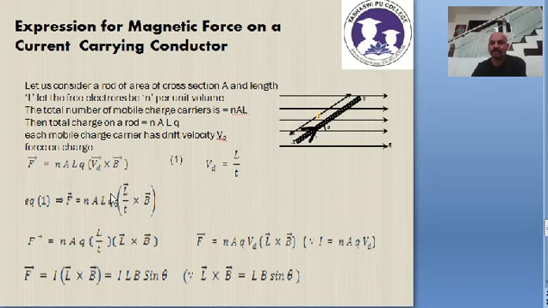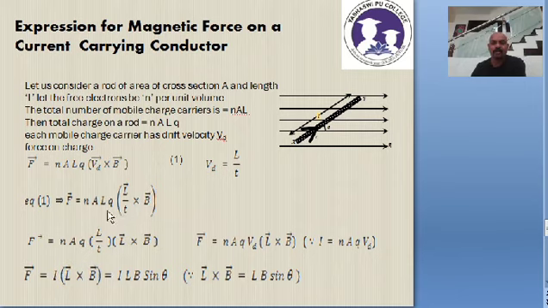Substitute for drift velocity, and now equation 1 becomes F is equal to NALQ. In the place of drift velocity, just write L divided by T, because velocity is displacement by time, and therefore length of the conductor divided by time into B, cross B it is actually. Now this T, you just take it outside, you will now get NAQ L by T into L cross B.